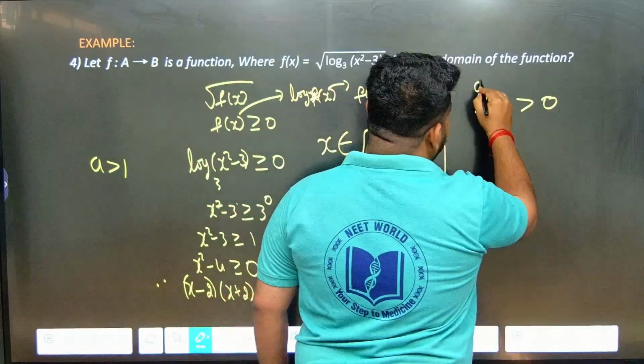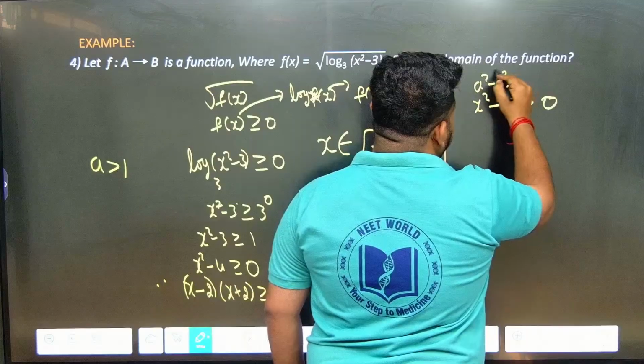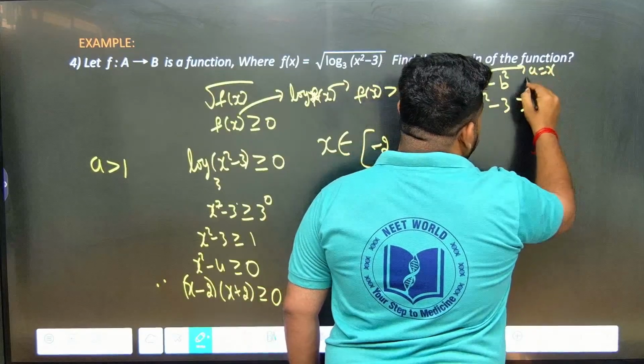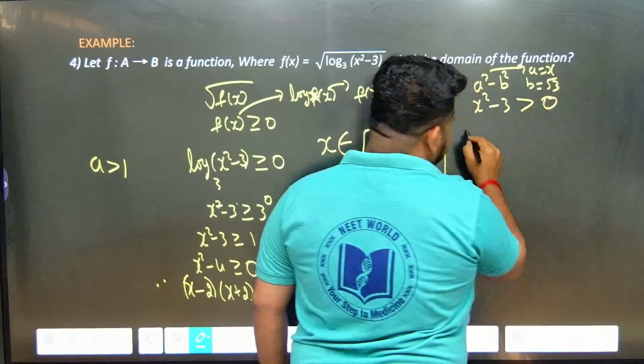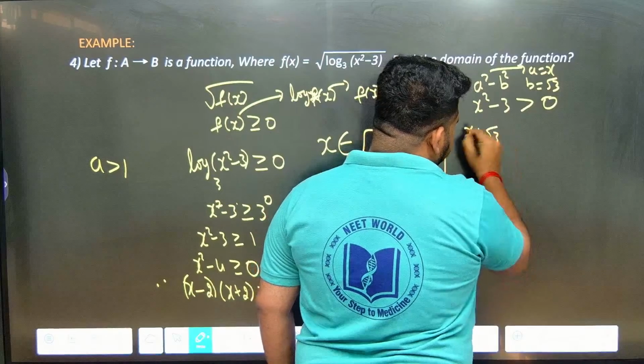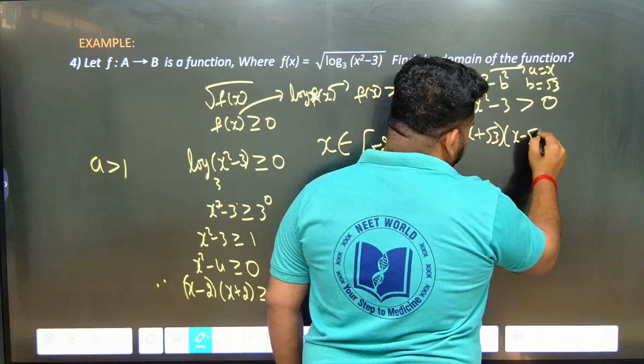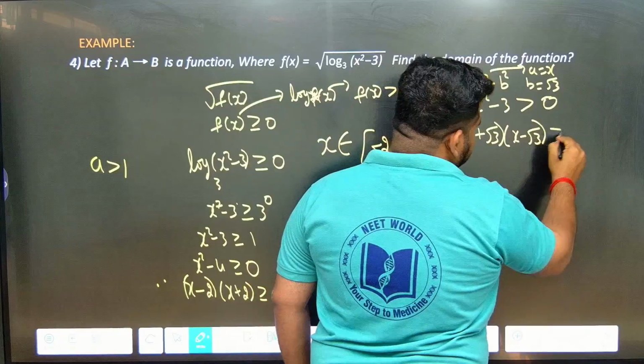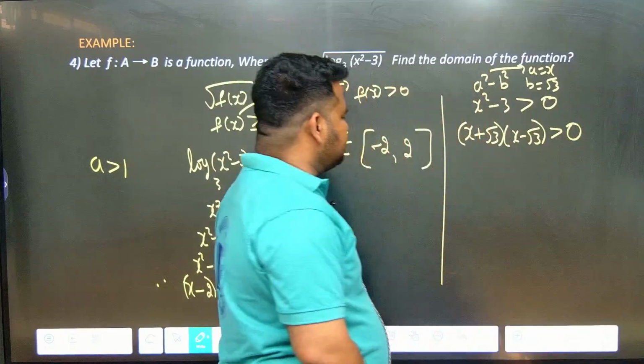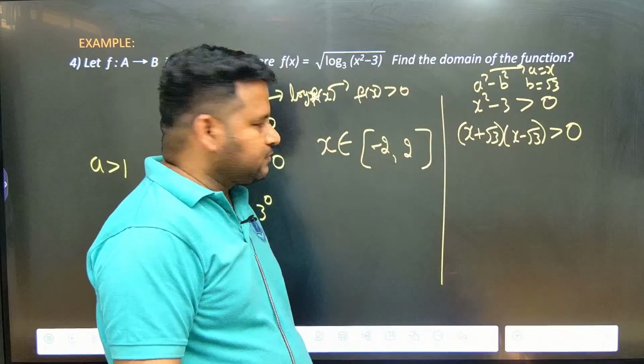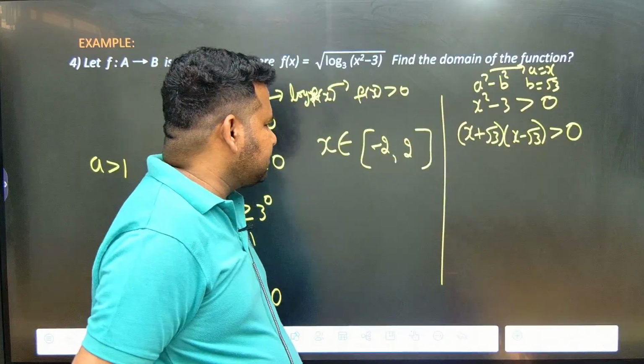This is also of the form a square minus b square, where a is x and b is root 3. So, I can write it as x plus root 3 into x minus root 3, and this is greater than 0. Yes, no?